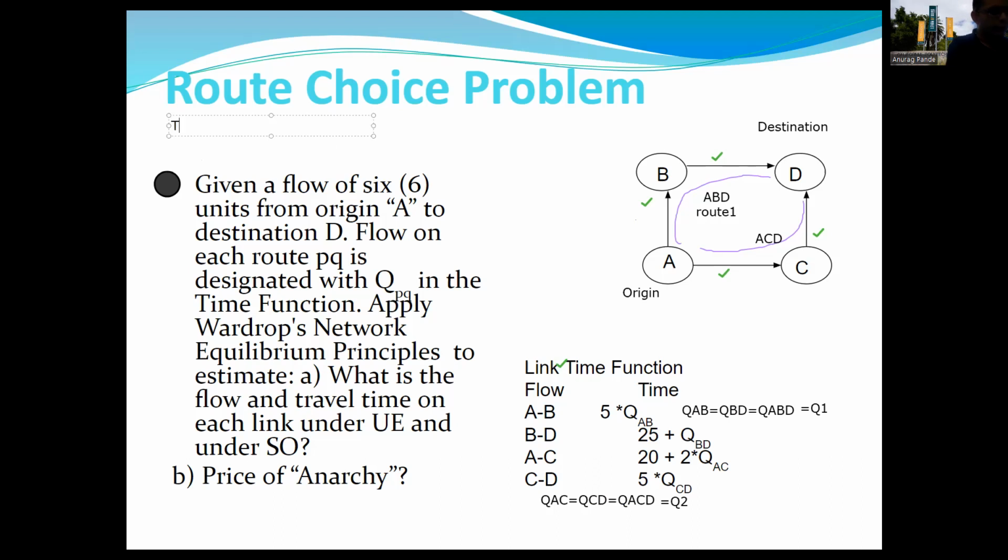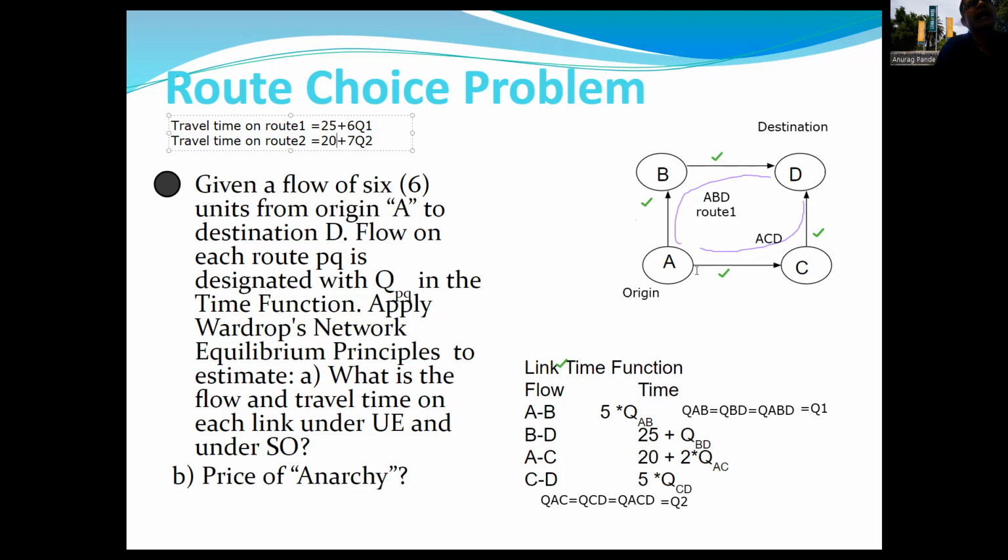For route 1, so travel time on route 1 will be equal to 25 plus 6 Q1. Okay. And then same thing, I can do the same thing for route 2. Okay. It'll be 20 plus 7 Q2.